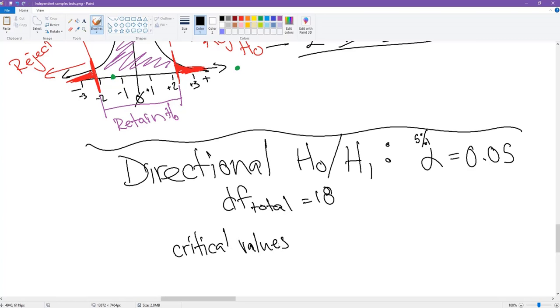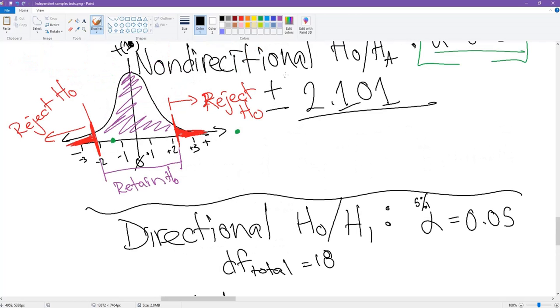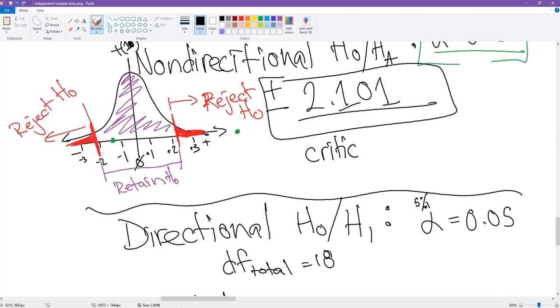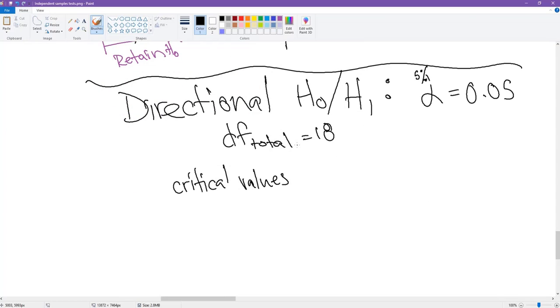Let me just scroll up again. These things here are called critical values. They are t critical values. Here, we don't actually have two critical values. We have one critical value, and if it's positive or negative depends entirely on which direction your directional alternate hypothesis was in. And so, how does this work?